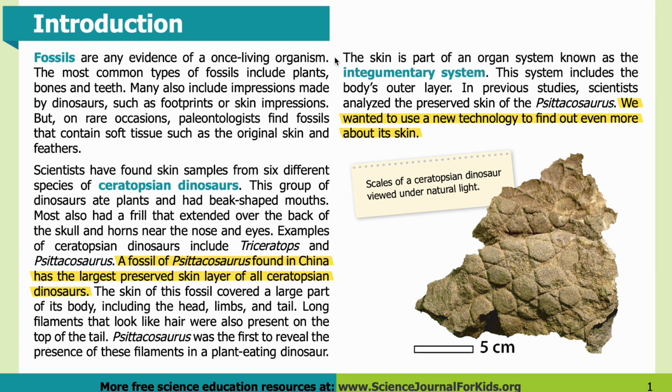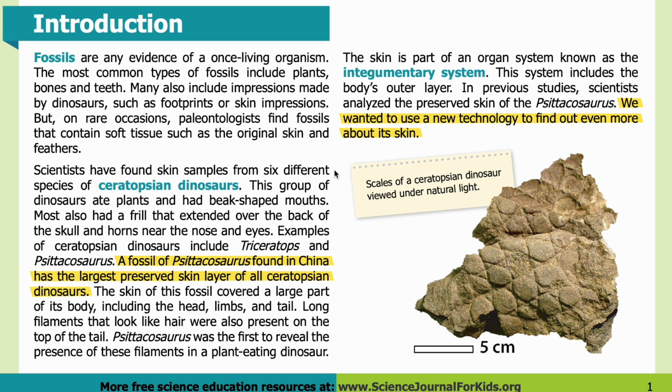Introduction. Fossils are any evidence of a once-living organism. The most common types of fossils include plants, bones, and teeth. Many also include impressions made by dinosaurs, such as footprints or skin impressions. But, on rare occasions, paleontologists find fossils that contain soft tissue, such as the original skin and feathers.